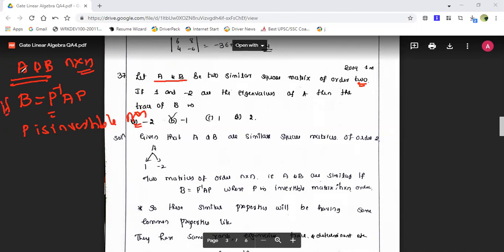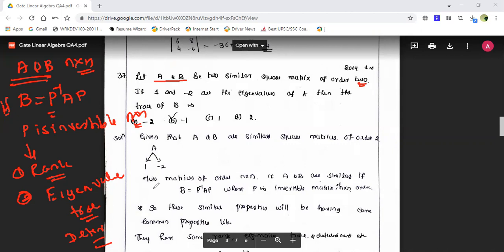And whenever A and B are similar matrices, they have some common properties. That is, the rank of these similar matrices is the same, they'll have the same eigenvalues, the trace will be the same, and also the determinant value will be the same. So these are some of the properties which will match. Okay, so please remember this.